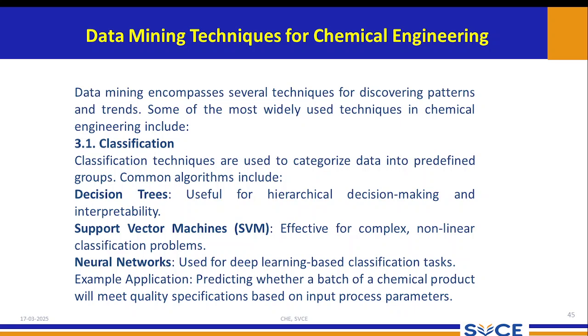So for deep learning based classification techniques, we go for a neural network. Support vector machine is effective for complex or non-linear classification. For example, the second order reaction, or else I can say when the pollutant comes from a stationary point or a standalone point, for example from the industry or from a vehicle. So when I want to find the pollutant concentration at different locations x, y, z in the environment, then we can go for support vector machines. Decision tree is useful for hierarchical decision making and interpretability.